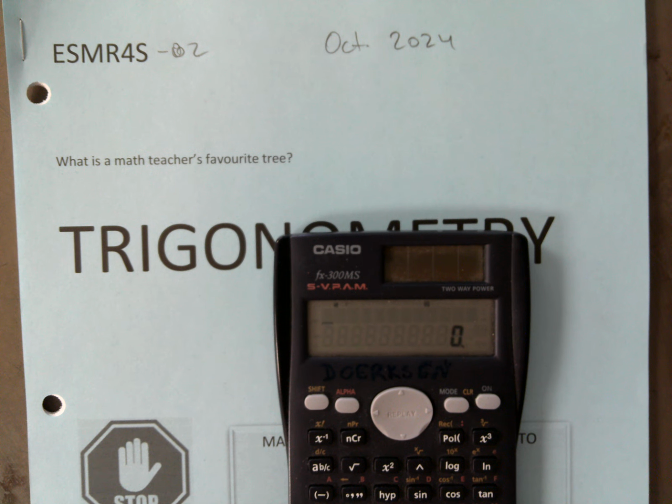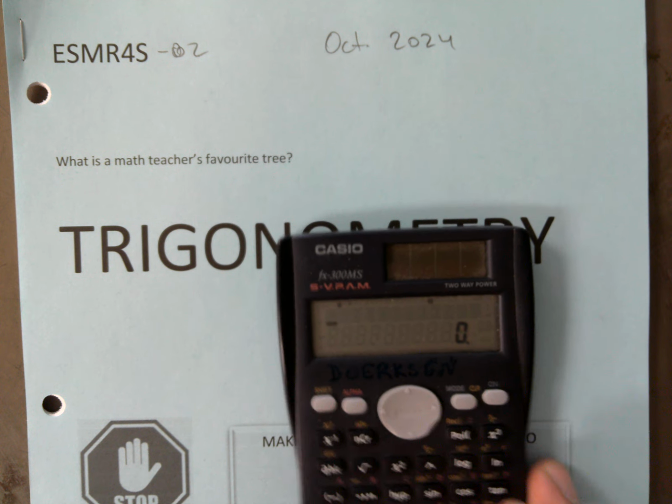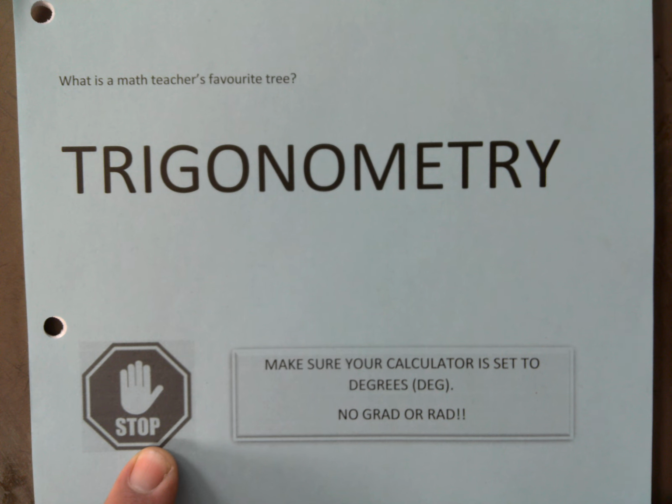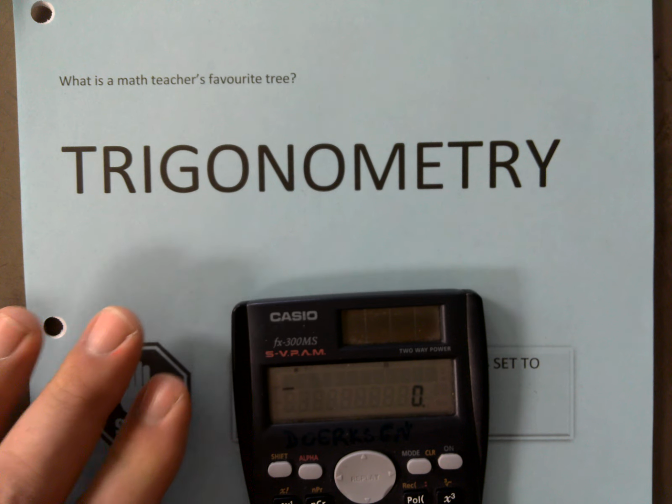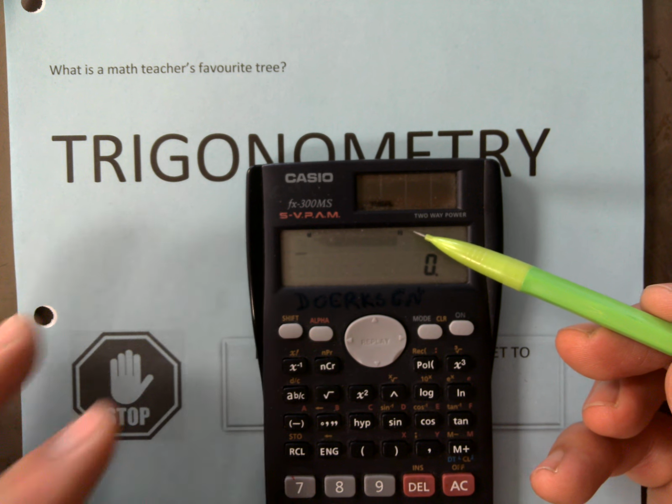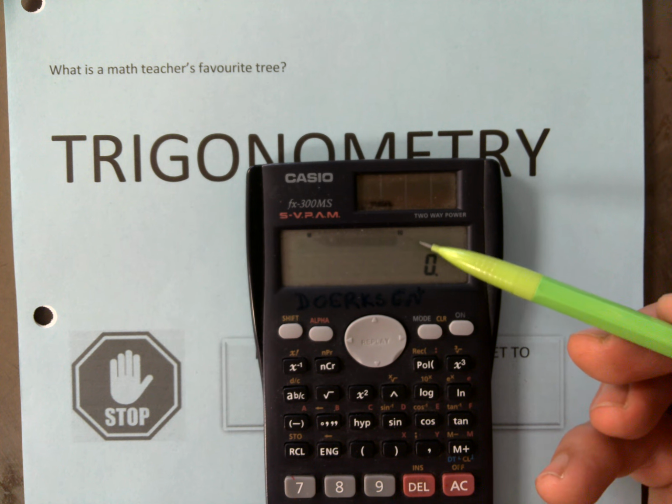All right, so here's trigonometry. First thing, it says it right big on your booklet. Make sure your calculator is set to degrees, not gradients or radians. You don't want any of those, okay? Most calculators have a D or a DEG at the top of your screen for degrees. That's what you want it to be set at.